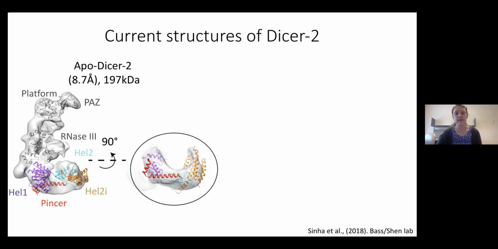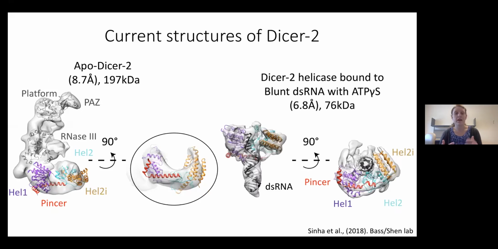We can also see that the helicase domain is in an open conformation in the absence of double-stranded RNA and ATP. But whenever we add double-stranded RNA, in this case, it's specifically blunt with ATP gamma S, we can see that the double-stranded RNA is partially unwound in the helicase domain, which was revolutionary to the field. We can also see that the helicase domain is in a closed conformation clamped down onto that double-stranded RNA.